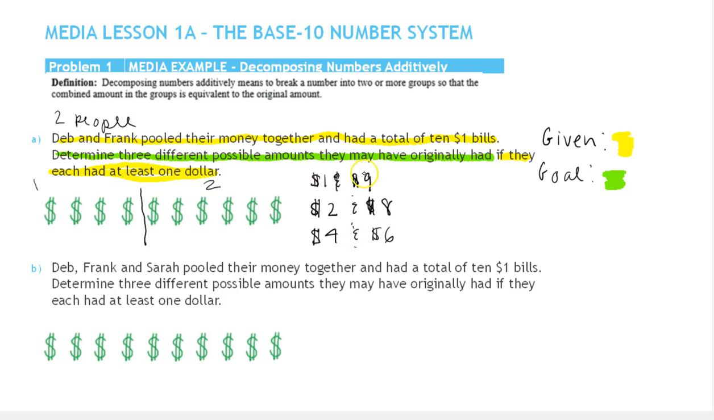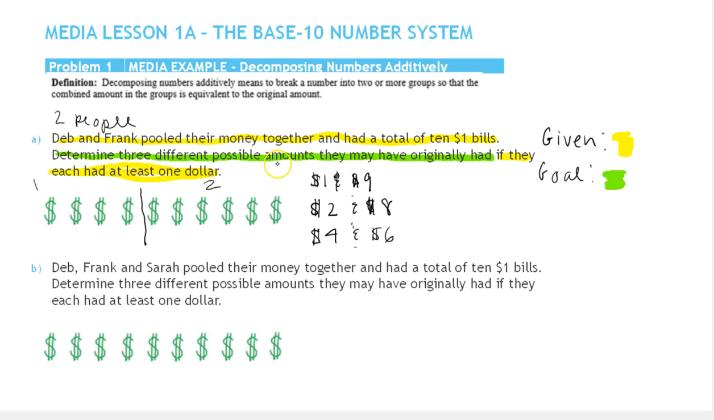There were 2 people, and notice there's 2 quantities. And their money total together should be 10 $1 bills. So this would be 9 and 1 is 10, 2 and 8 is 10, 4 and 6 is 10. And then when we're done, for all application problems, you want to write your result as a complete sentence. This is another good way to check to see if you're actually answering the problem.